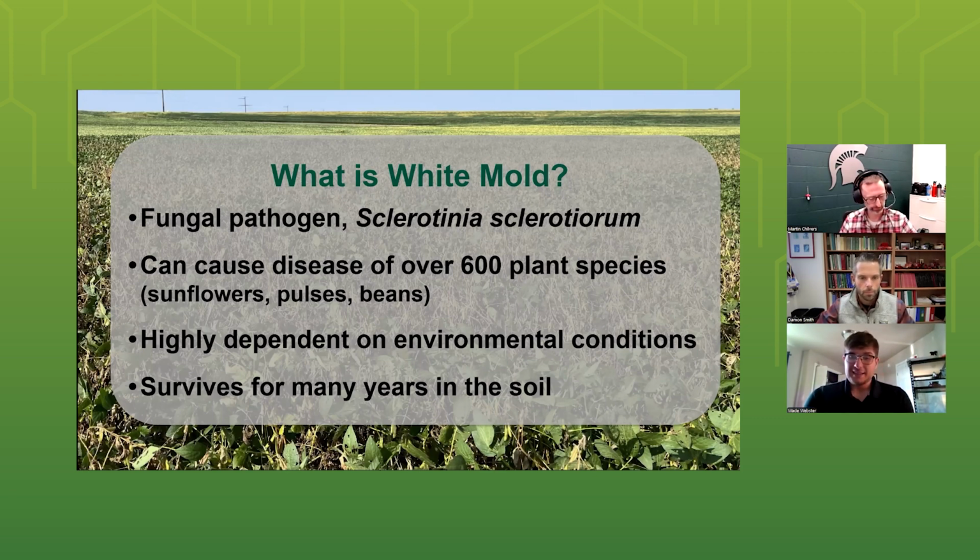It's very highly dependent on the environmental conditions. So this is both temperature and moisture. It needs relatively cooler temperatures, which we'll get into, and then some sustained moisture on that soil surface and within that crop canopy in order for that fungus to develop. And it also survives as what are called sclerotia, and these sclerotia live in the soil and are able to survive for up to 5 to 10 years in certain conditions.